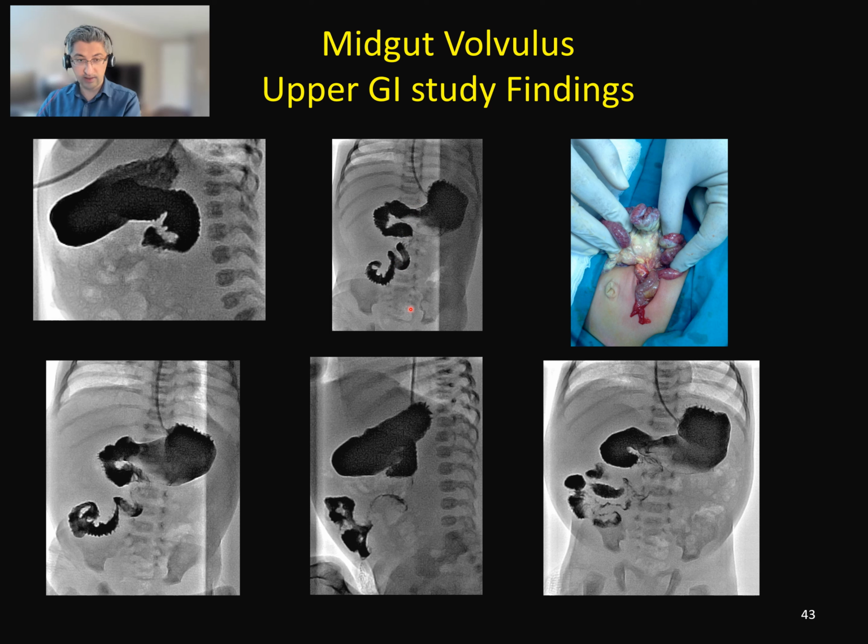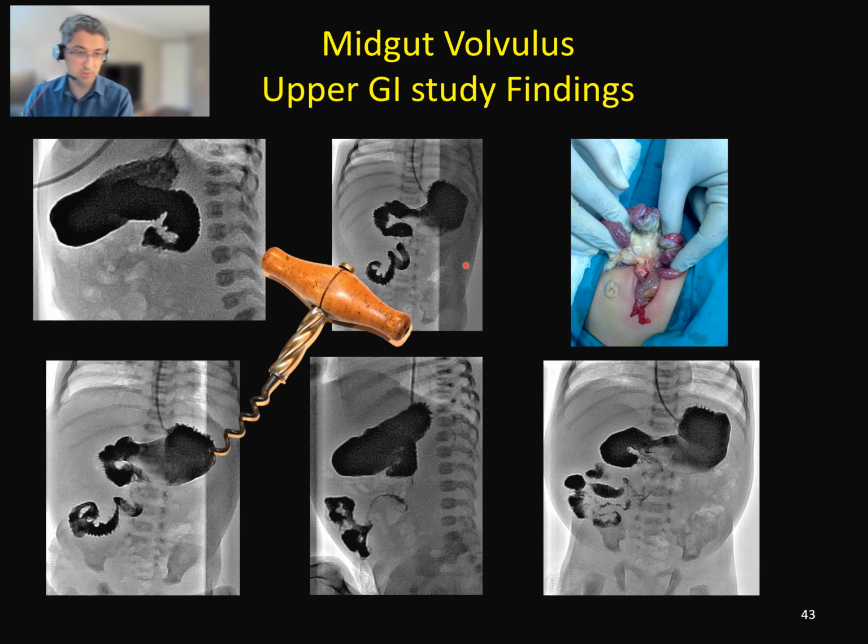The DJ junction is not in normal position, and there is twisting of the duodenum and the proximal jejunum. This twisted appearance you can also see on surgery. It's called corkscrew appearance, and this is pathognomonic for midgut volvulus. And volvulus is almost always in the clockwise position, just like this one.